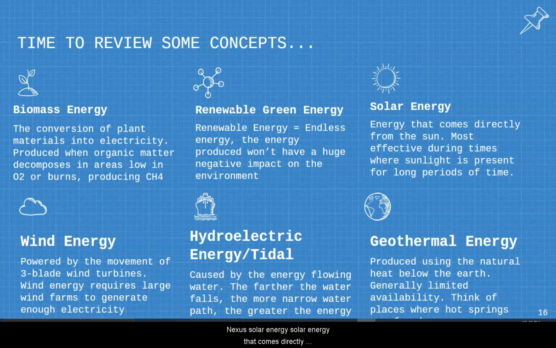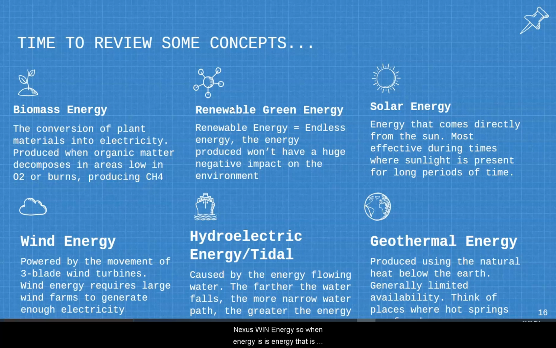Next is solar energy. So energy that comes directly from the sun, most effective during times where sunlight is present for long periods of time. So this is a clue here for you. I remember I showed you a map of where ET wants to live. If you remember, the map is in an area where there may or may not be enough sunlight to actually utilize this energy. So try to keep that in mind when you are designing your home, is to take into consideration where he actually wants to live, and that will give you clues as to what kind of energy will be best suited for his home.